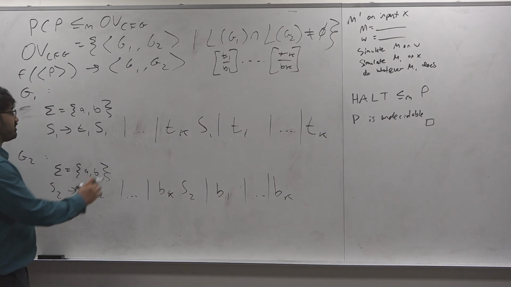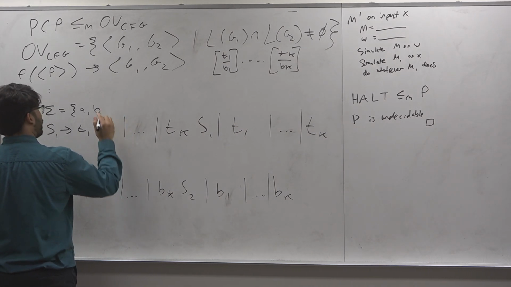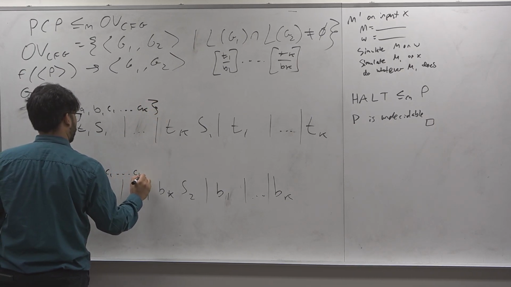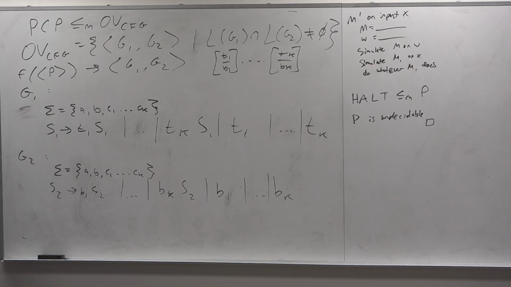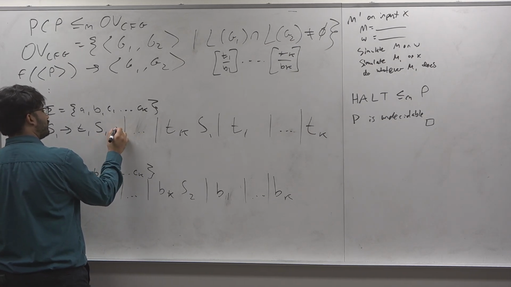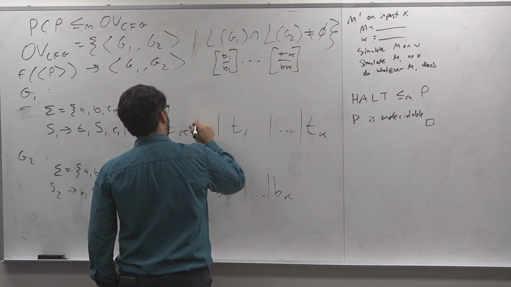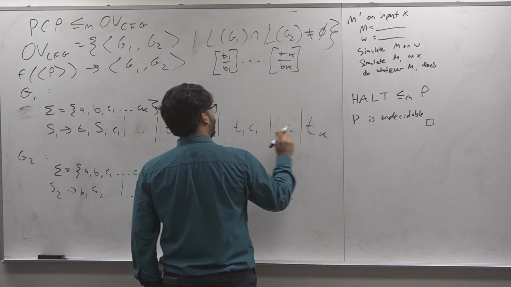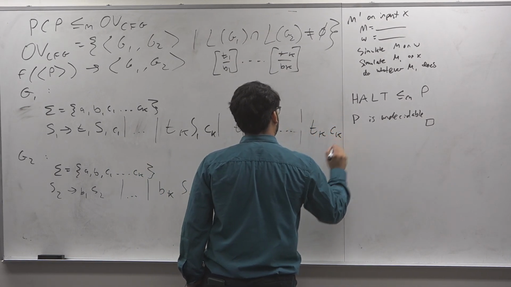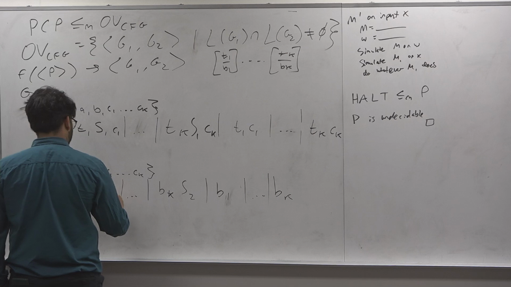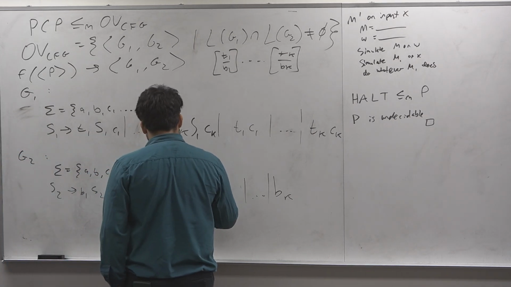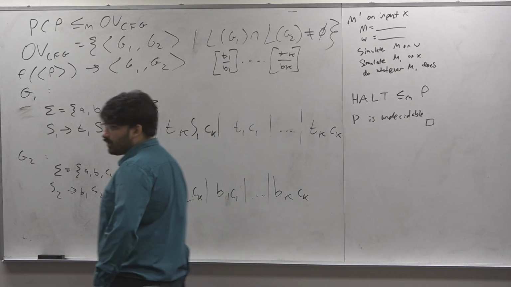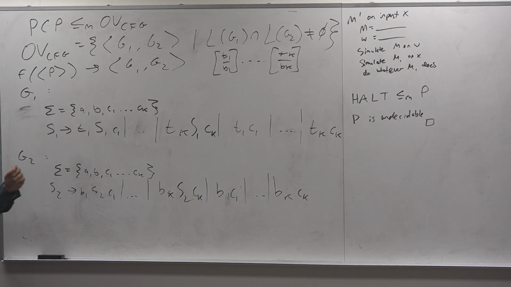How do we fix this? We're just going to expand the alphabets to include dummy characters, call it C1 to CK. And we'll append to each rule to force us to choose those in a specific order. So this is going to be T1 S1 C1 ... TK S1 CK, and then all of these are going to be T1 C1 ... TK CK. This is going to be B1 S2 C1 ... BK S2 CK, B1 C1 to BK CK, where C1 through CK are not strings, but single symbols from the alphabet, right?